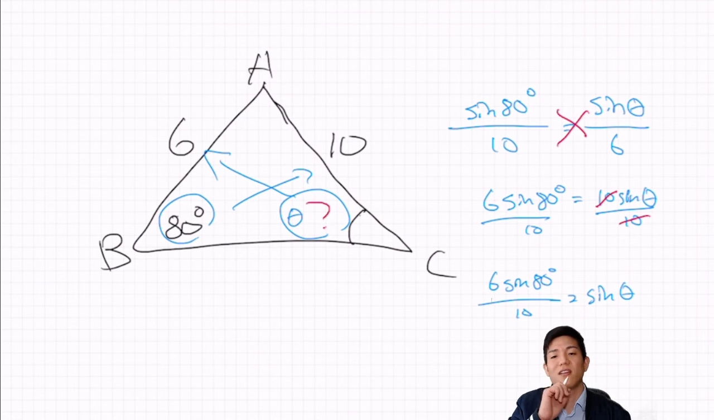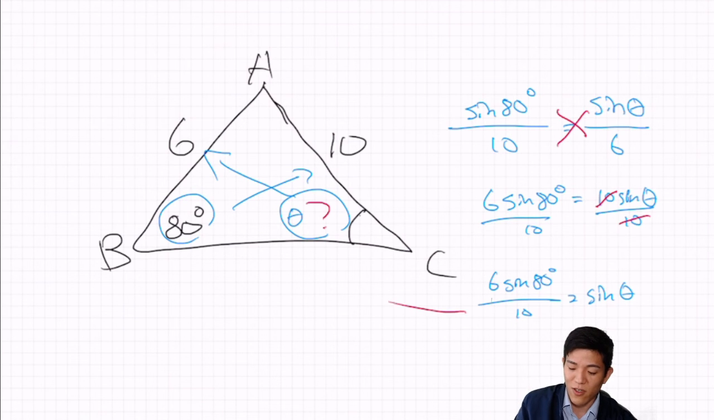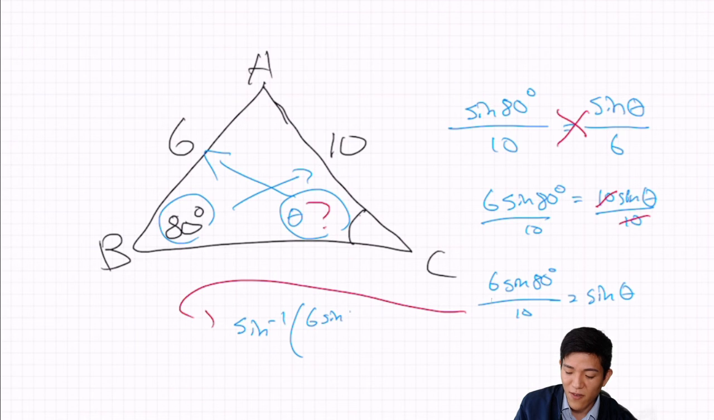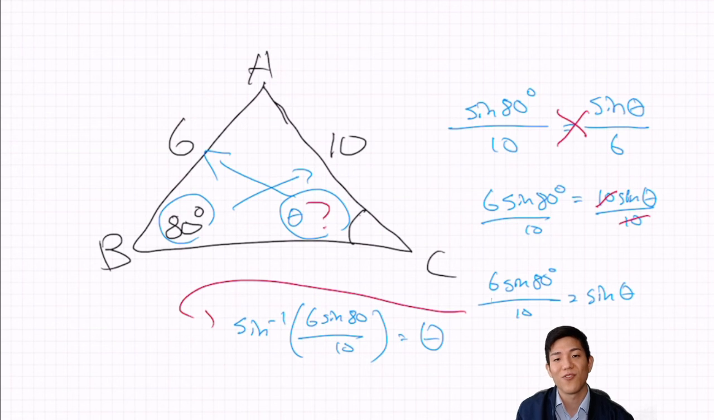And you're like, wait a second, this is sine of theta. We want to know just the angle, not the sine of an angle, right? And if you remember in the previous video about inverse trig functions, we could take the inverse of the trig function to isolate the angle by itself. So let's go over here. If we do that, we get inverse sine, with the negative 1 there, of 6 sine of 80 over 10 is equal to just the angle. Great. Now we just need to plug it into the calculator.